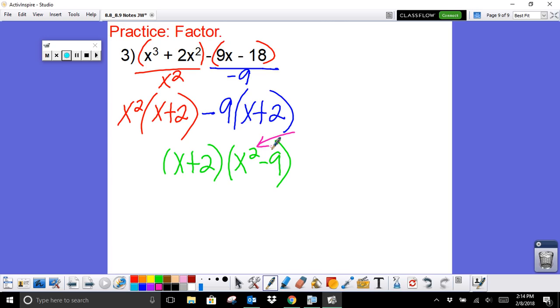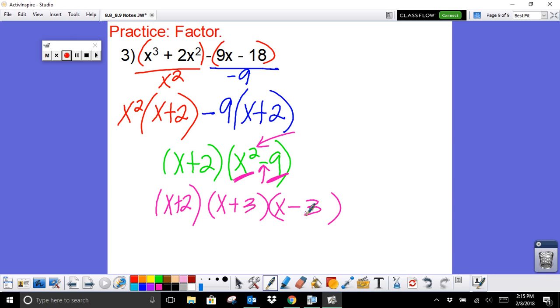So, x squared minus 9, is that a difference of squares? Can it be factored? Okay, well I know it's a difference. Is x squared a perfect square? Yes. Is 9 a perfect square? Yes. Then this can be factored even more. So I'm still going to have this x plus 2 out front, but now this x squared minus 9, I can factor that down more. So x times x is x squared. I know one's plus and one's minus, and 3 times 3 is 9. And this is my answer.